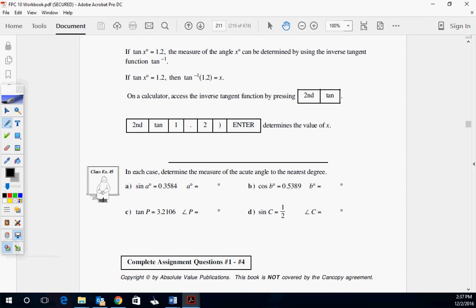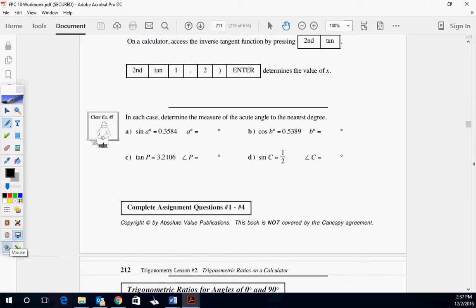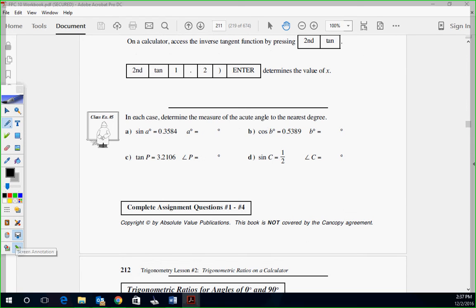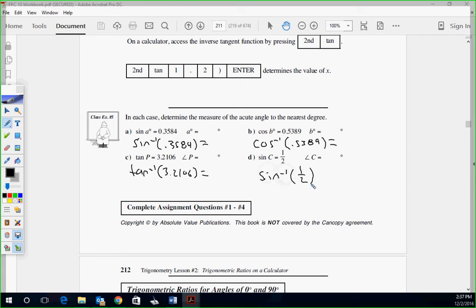Or actually, let's do this real quick before the break. Do these 4 just using tan inverse, and then we'll stop. So you're just hitting sine inverse 0.3584. See what degree that is. Tan inverse. Cosine inverse. It says nearest whole degree. Okay, so you remember, we're using these to find degrees, so think about it. I have to use sine, cosine, or tan inverse to find different degrees, okay?